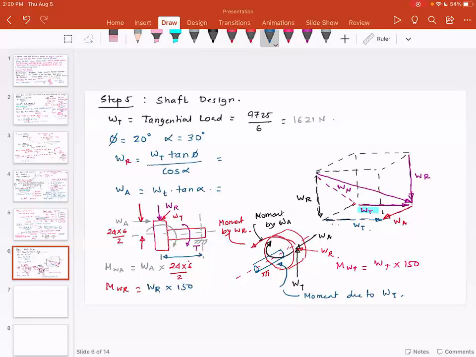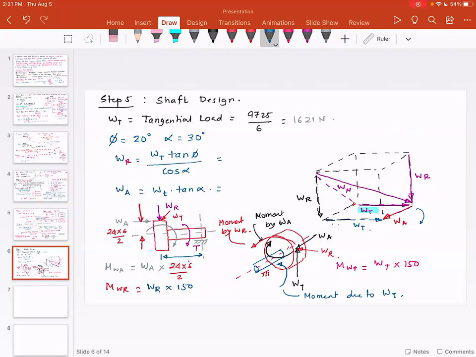Actually, let me answer that question in just a second. The direction of forces is dependent on the direction of rotation. If your gear is rotating in the clockwise direction, you are going to have the forces in one direction. If the gear rotates counterclockwise, you are going to have them in the opposite direction. So what I'm trying to say here is, we don't know in what direction the gear is rotating a priori.